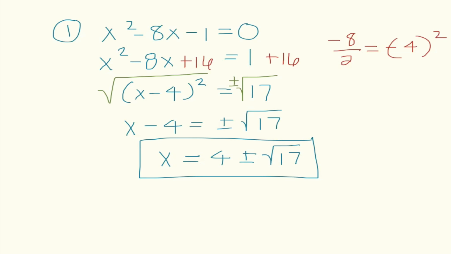So let's just recap what we did. We moved our constant over to the other side. I divided everything by 1. We created a perfect square trinomial by taking my middle coefficient and dividing it by 2 and squaring it. I added that value to both sides. Then I factored it, and we had to square root both sides. From there, I simplified and isolated and got x all by itself.